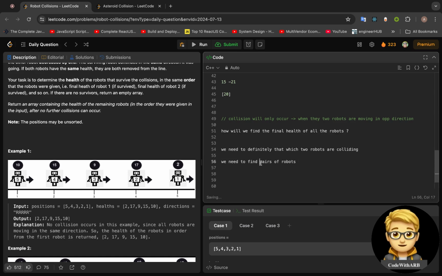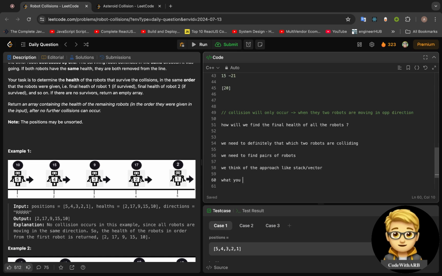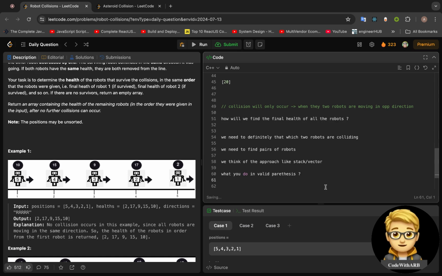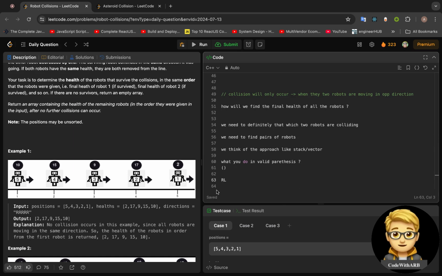And whenever we need to find pairs of something, we think of an approach like a stack, or just a vector. You can use whatever you want, both act the same. What you do in a valid parenthesis type of problem, we will do the same thing here. In valid parenthesis you find pairs of open and close. Here we are finding the pair of right and left. So we will use the same concept which we use in valid parenthesis.